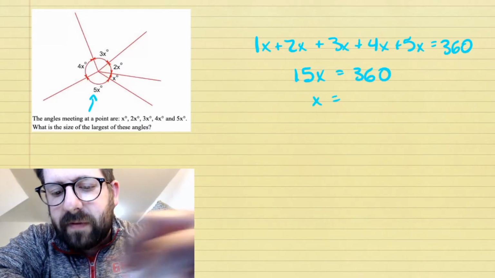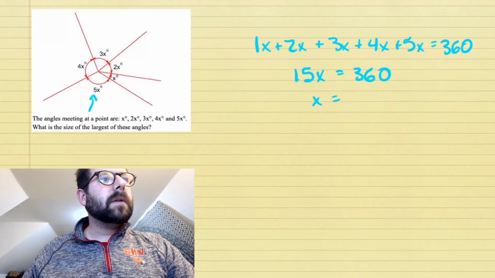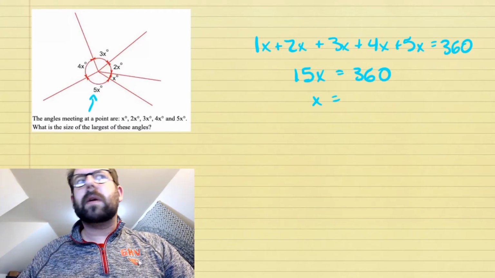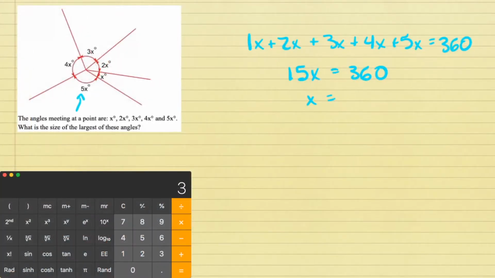If we're going to divide by 15, I don't know if this works out to be a nice clean number. It might. Okay, so 360, let's transfer to the calculator here. Alright, so 360, we're going to divide by 15.